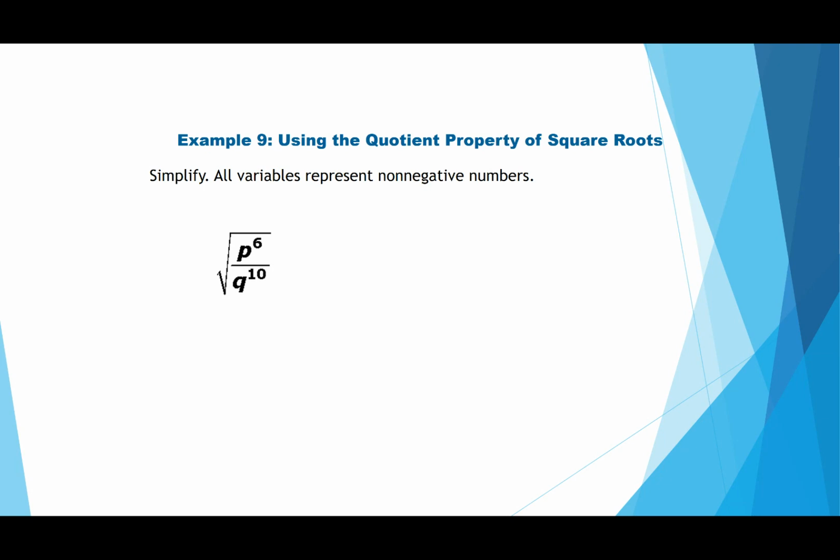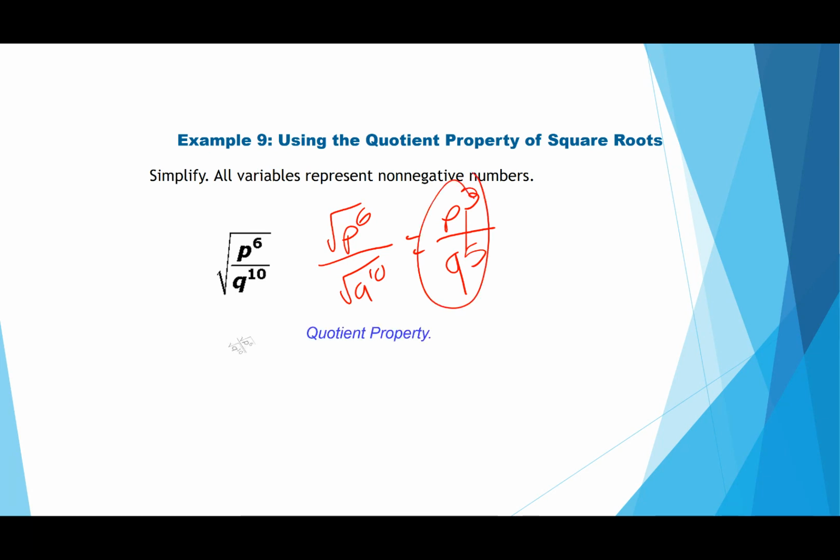All right. Just this one real quick, I guess. Square root of p to the sixth, square root of q to the 10th. Both of these are perfect squares. Half of 6 is 3, so we get p to the third. And half of 10 is 5. You get q to the fifth. Anyway, so that would be the simplified version of that.